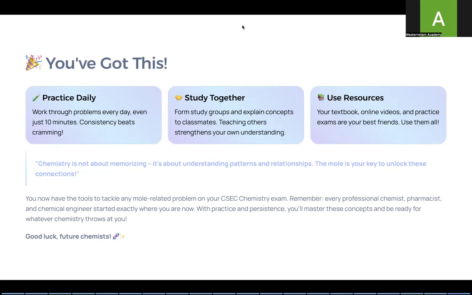Use resources: your textbook, which I spoke about earlier, online videos, and practice exams are your best friends. Use them all. Chemistry is not about memorizing, it's about understanding patterns and relationships. The mole is your key to unlock these connections. You now have all the tools to tackle any mole related problem on your CSEC chemistry exam. Remember, every professional chemist, whether a pharmacist or a chemical engineer, started exactly where you are now. With practice and persistence, you will master these concepts and be ready for whatever chemistry throws at you.